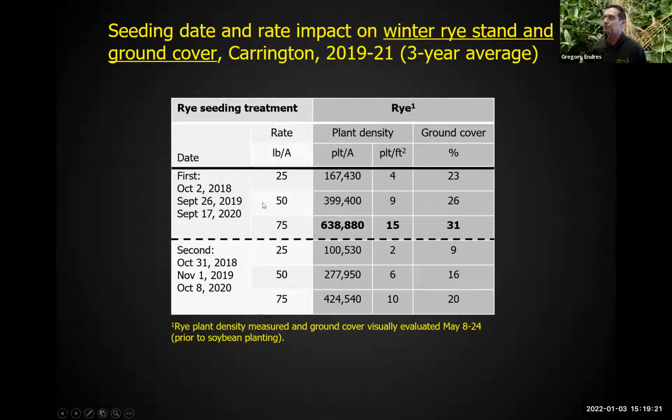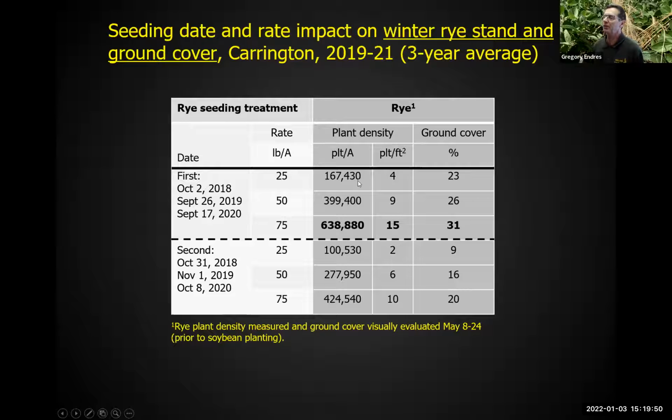Note the dates. We started planting fairly late the first 2 years, October 2nd or late September, and then the second dates were especially late, the end of October and even November 1st during these 2 years. Note our planting rates from 25 to 75 pounds. And what's most important is our established rye stand. And these measurements were taken in May of the following spring before the soybeans are planted.